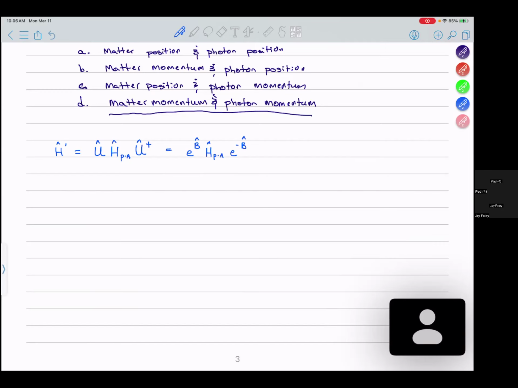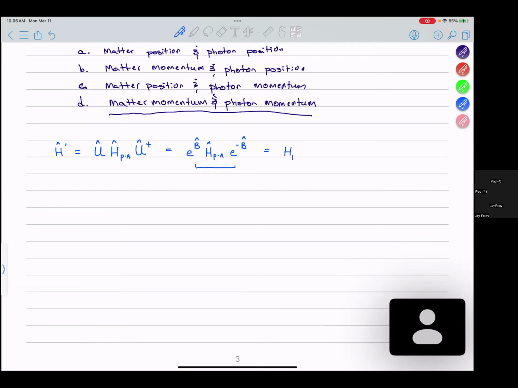Right? Because the adjoint of an anti-Hermitian operator is equal to the negative of that operator. Okay, so this is a strange kind of product which has this famous expansion called the Baker-Campbell-Hausdorff expansion, or BCH expansion. And so what we're going to do is take that product and write it in the following way.